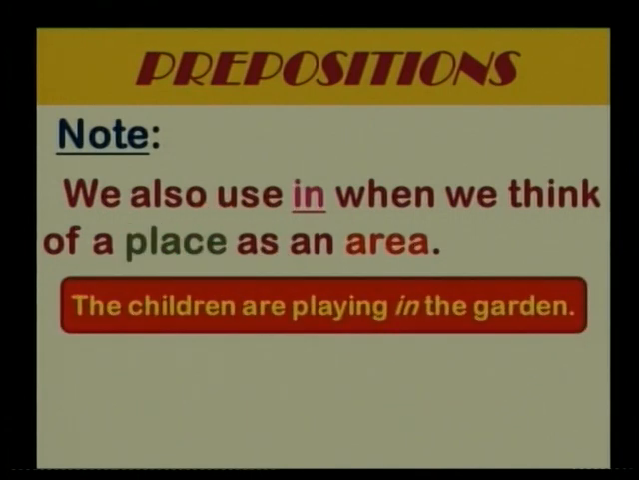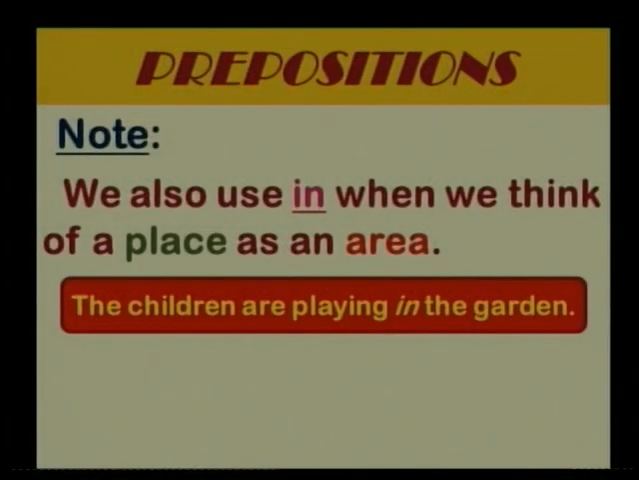Let us see a few examples. The children are playing in the garden. ધ્યાનથી સાંભળો. The children are playing in the garden. Garden મિત્રો 3-dimensional નથી. Garden is just 2-dimensional. ત્યાં લંબાઈ છે, પહોળાઈ છે. ઊંચાઈની કોઈ ત્યાં વ્યવસ્થા નથી. So therefore such a place, garden, park, a playground, all these are known as designated areas. They are not 3-dimensional, but they are 2-dimensional.